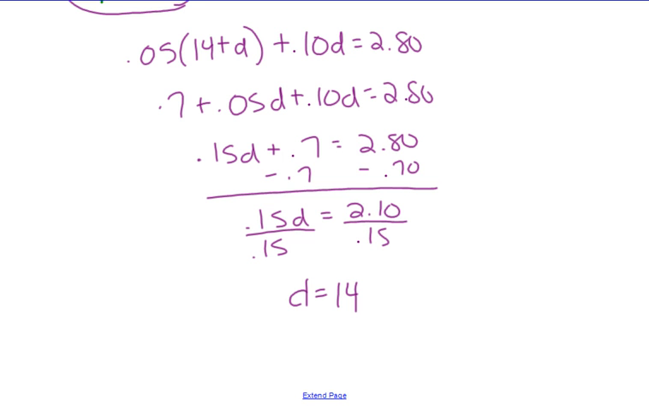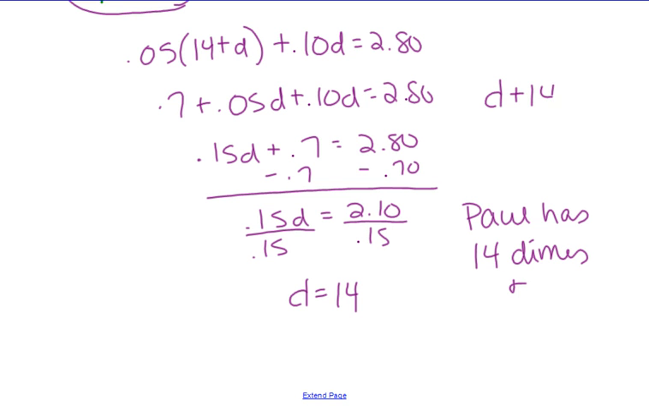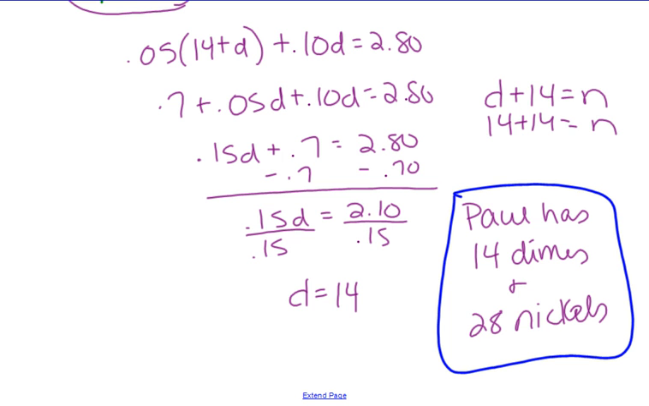So if he has 14 dimes, so Paul has 14 dimes, and if he has 14 dimes, let's substitute. Remember my equation was D plus 14 equals N. So 14 plus 14 is his nickels. So he's got 28 nickels. Main thing to remember on this problem is that you use your money with your money and your coins with your coins.